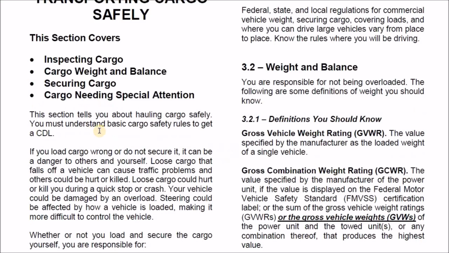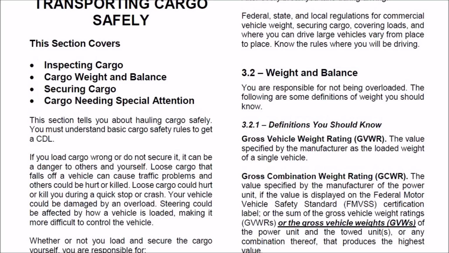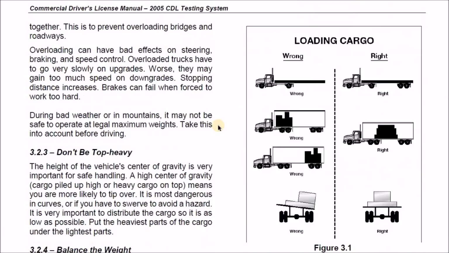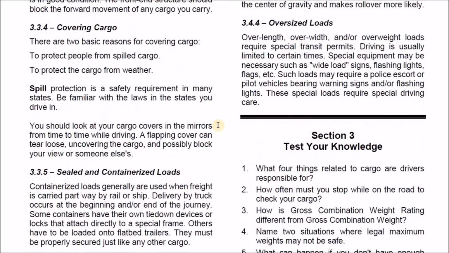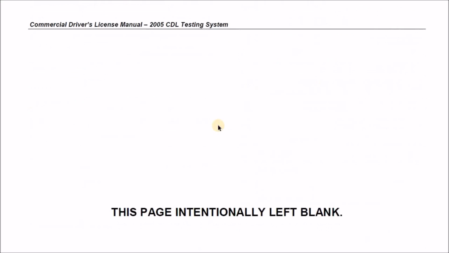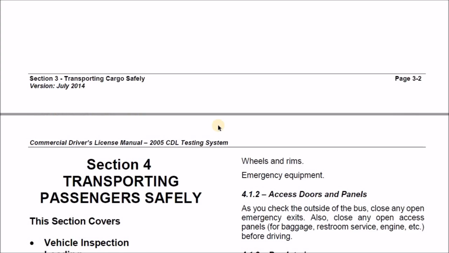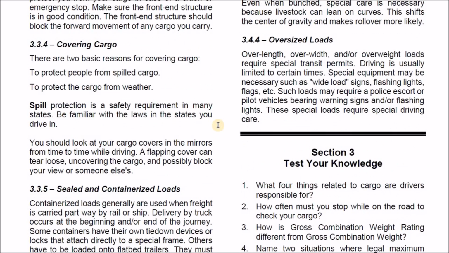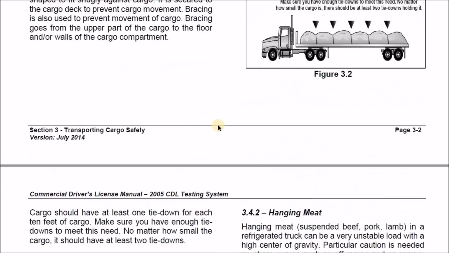And by the way, we hadn't taken a look at Section 3. Here it is, Transporting Cargo Safely. We have Inspecting Cargo, Cargo Weight and Balance, Securing Cargo, and Cargo Needing Special Attention. So this section isn't as long as Section 2. It is detailed, but it isn't as long. You can see that's the end of it right there. And then on to Section 4, which you won't have to worry about unless you're wanting to get the passenger endorsement.